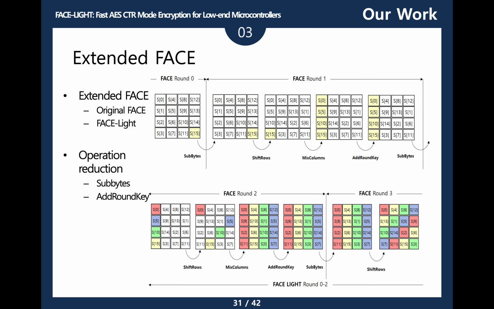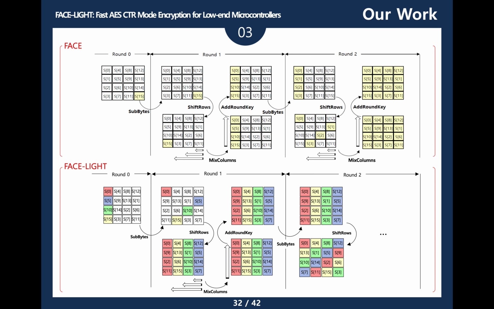Now, if we apply our phase light process from round 2, we can utilize the lookup table up to the shift rows process in round 3. In order to explain the extended phase a little bit more, we need to take a look at the screen. Here is the whole process of the phase from round 0 to round 2, and here we have the whole process of the phase light from round 0 to round 2.